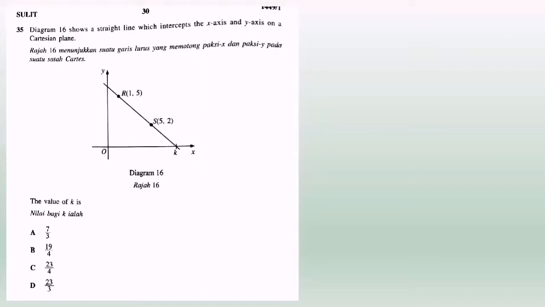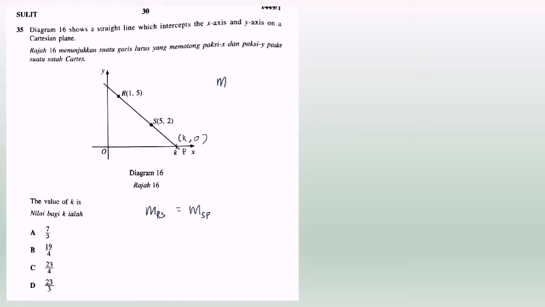35, diagram 16 shows a straight line which intercepts the x-axis and y-axis on a Cartesian plane. The value of k is, so here on the x-axis y equals 0. So you need to find the value of k. So for this type of question, because all these 3 points are on the same straight line, I can use the gradient to find the value of k. Okay, so first is the gradient of RS equals the gradient of, let's say this is point P, so the gradient of SP.